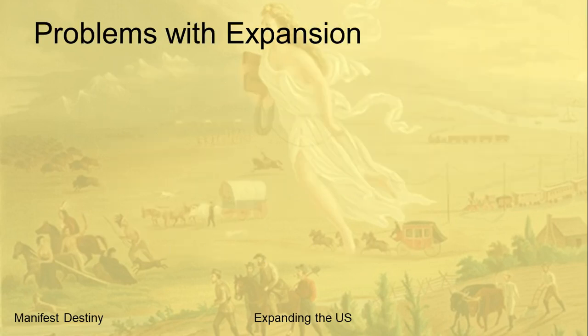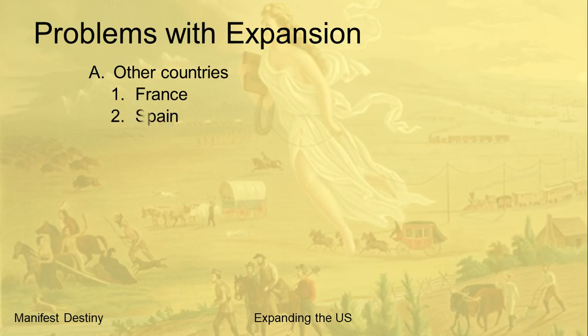Now, there are some problems inherent with expansion. One of them should be kind of obvious. All this stuff originally belonged to someone else, and so other countries are kind of in the way. The ones we'll talk about here are France. They owned Louisiana. We got them out of the way, though. Spain had Florida. They also had Texas, New Mexico, and California. We'll talk about this a little bit more in just a few minutes.